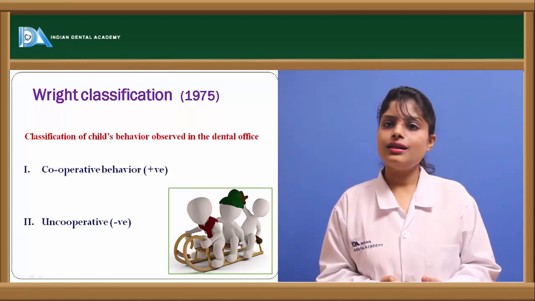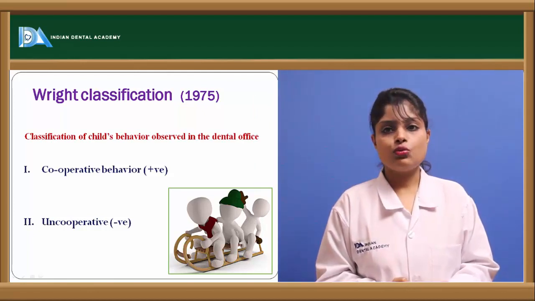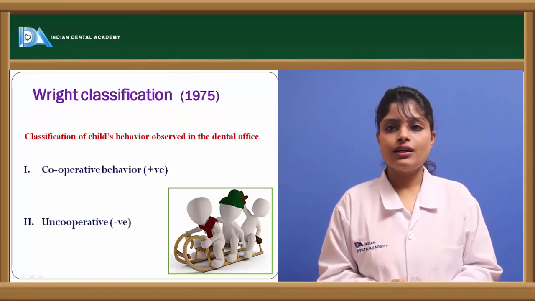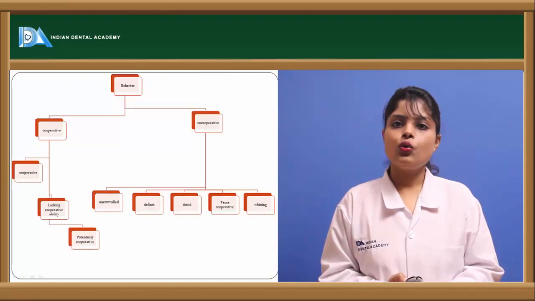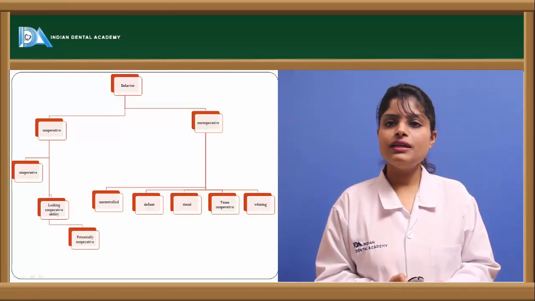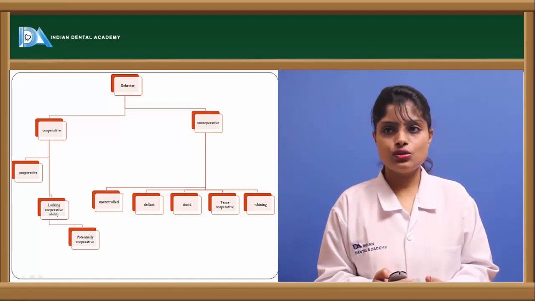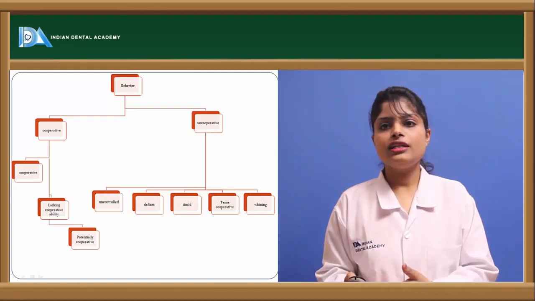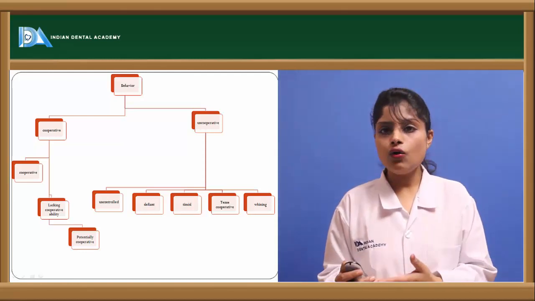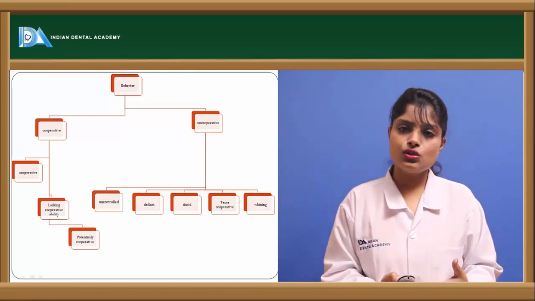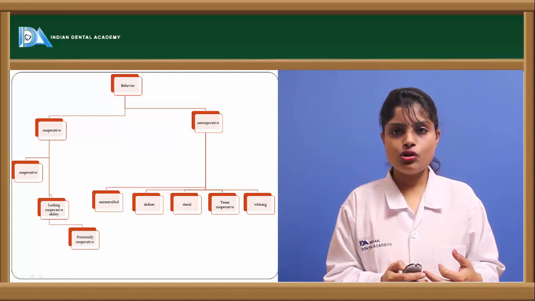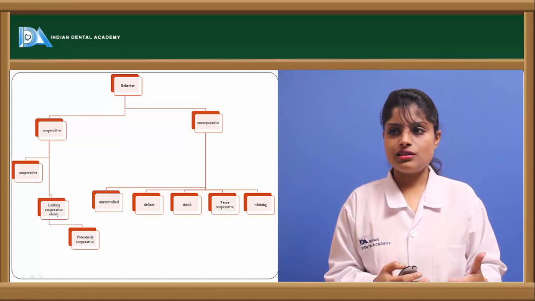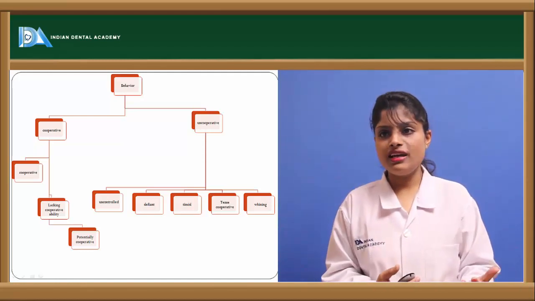Now, coming over to another classification of the child's behavior that was given by Dr. Wright. He classified children into having a cooperative behavior and the uncooperative behavior. The cooperative behavior was further classified into cooperative, then lacking cooperative ability, then potentially cooperative. And the uncooperative behavior was further classified into a child having uncontrolled behavior, a defiant behavior, a timid behavior, tense cooperative, whining, and stoic type of behavior.